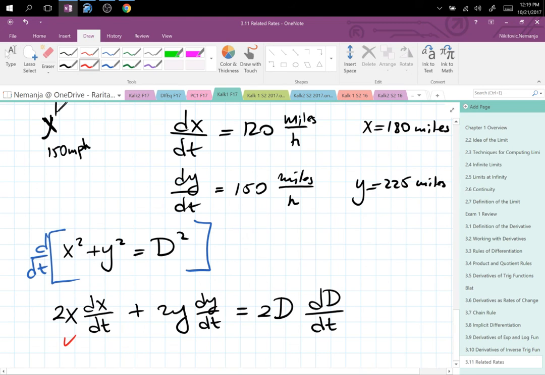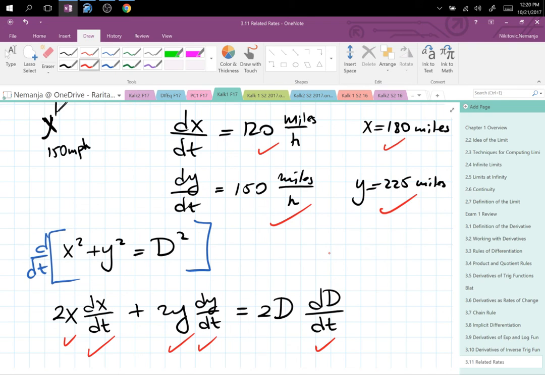Do I have x? Yes, I do. Do I have dx dt? Yes, I do. Do I have y? Yes, I do. Do I have dy dt? Yes, I do. I am looking for dD dt, so we're not going to worry about it. I am checking that as I have it, because that's what I'm looking for. The only thing that I don't have is a capital D. Everything else is there. What should I do for capital D? Yes. Take the Pythagorean theorem between x and y and figure out how much D is.